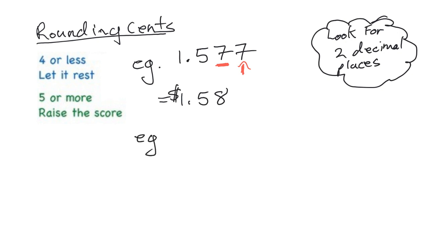Example again. Let's go $11.586. So look for the last decimal place, so 2 spaces over, and we look at the next number. So do we write that as $11.58 or write that as $11.59? So we write that as $11.59 because our 6 is 5 or more, and we've raised the score.